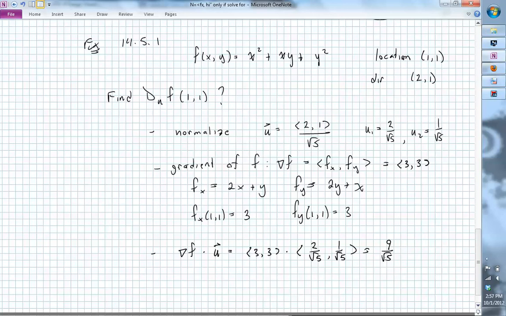Yeah? Is that 9 over root 5 just the slope of the tangent line at that point? Yeah, pretty much. Yep. Okay. Questions about that calculation?